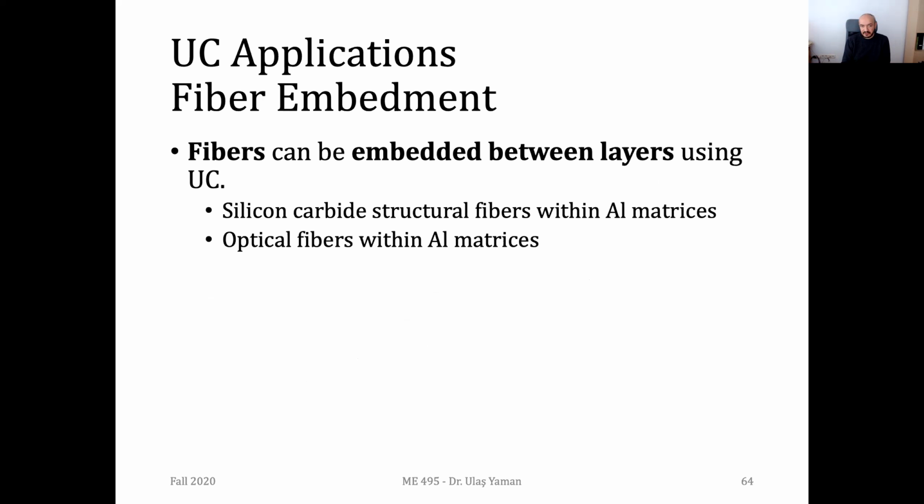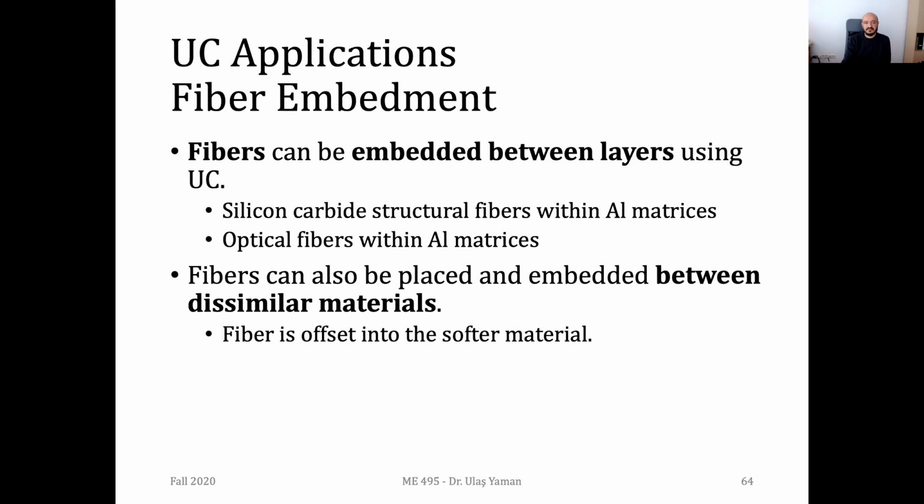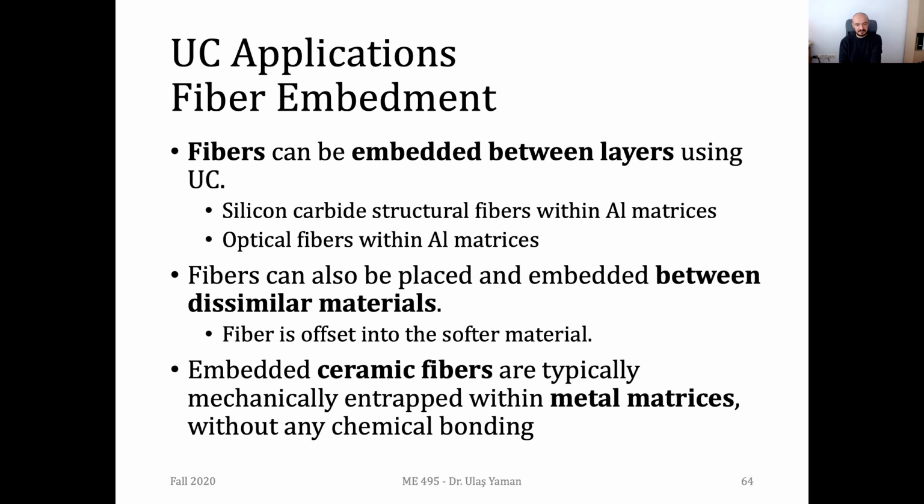As I mentioned, we can embed also some fibers or wires. They are all possible. You can have composite fibers between your products, or even optical fibers. And you can embed such fibers even between dissimilar materials. What is going to happen is that your fiber will be going into the softer material. You will not be able to go into the harder, but you'll have a bit softer material, and your fiber will be joining into that softer material.